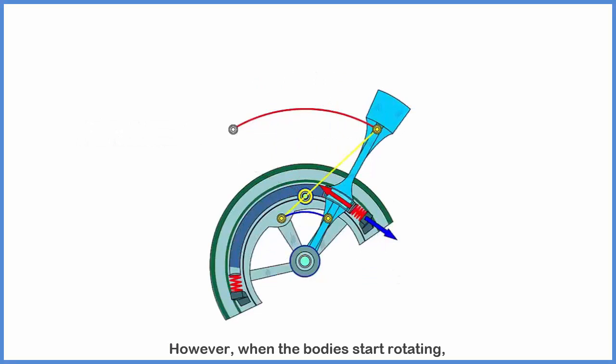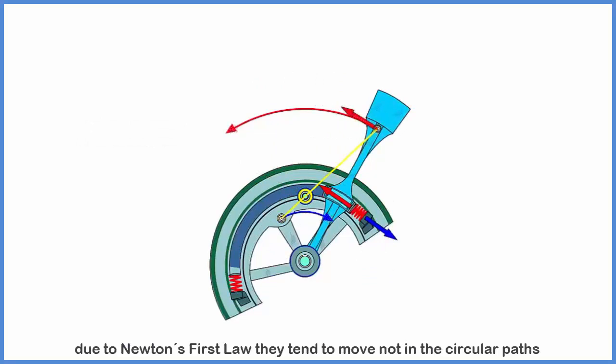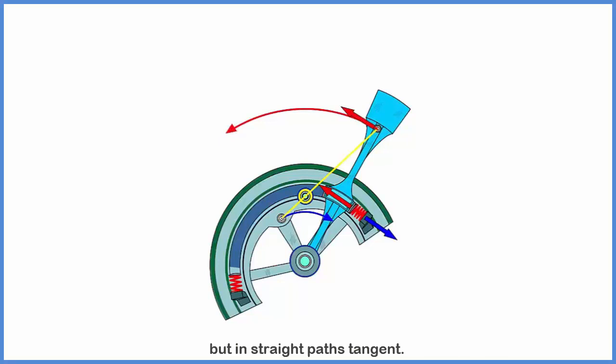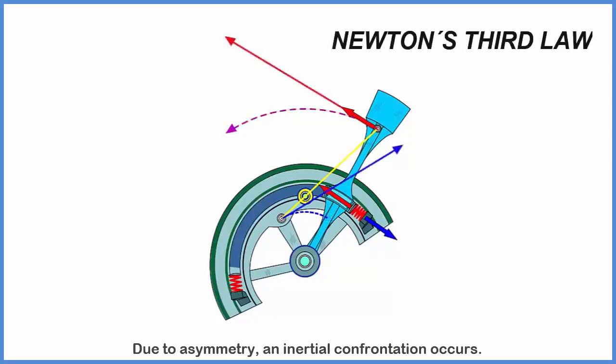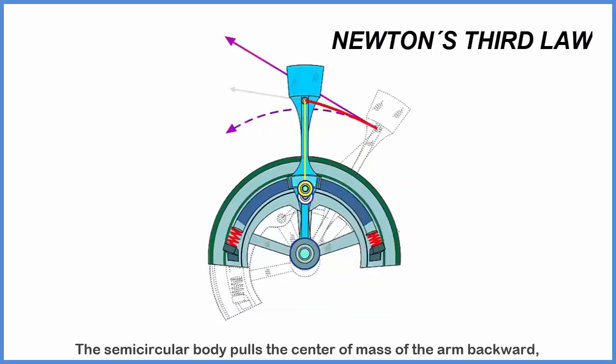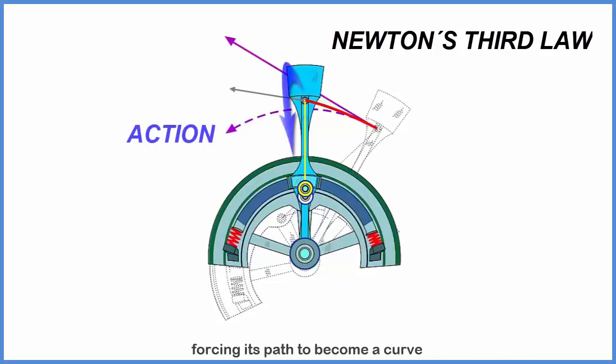However, when the bodies start rotating, due to Newton's first law, they tend to move not in the circular paths but in straight paths tangent. Due to asymmetry, an inertial confrontation occurs. The semicircular body pulls the center of mass of the arm backward, forcing its path to become a curve between the circular and the straight line tangent.